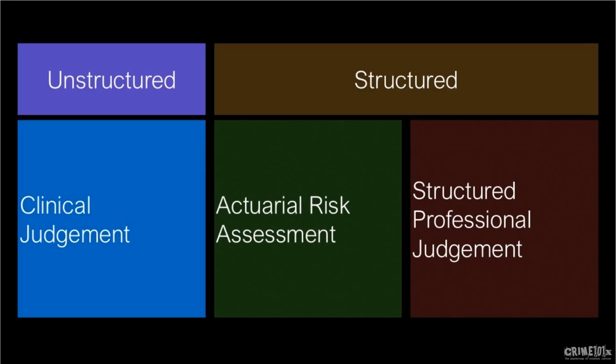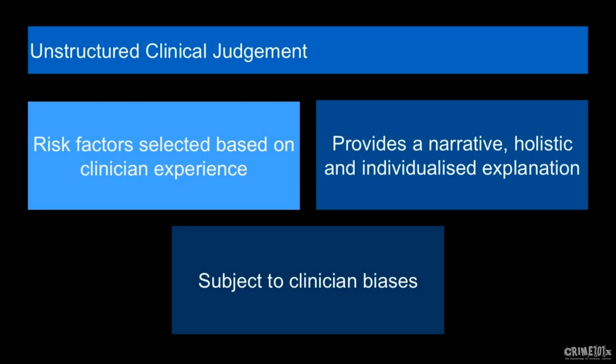The earliest approach to risk assessment was unstructured and is referred to as clinical judgment. In this approach, the clinician selects which risk factors to consider based on their experience and intuition without using standardized tools or scoring systems. The goal is often to construct a narrative that explains the offender's past behavior and anticipates future risk. While this approach allows for a personalized and holistic view, its accuracy depends heavily on the clinician's prior experience, which can often be biased and unreliable.